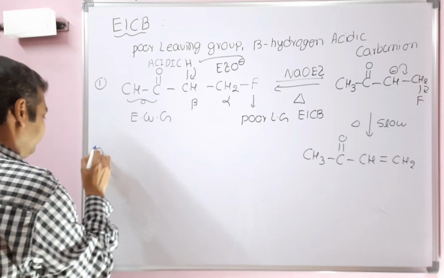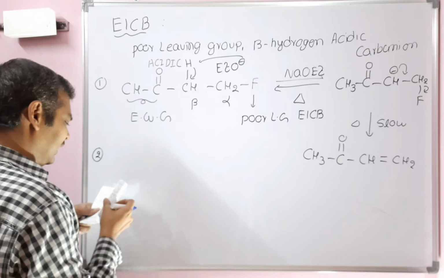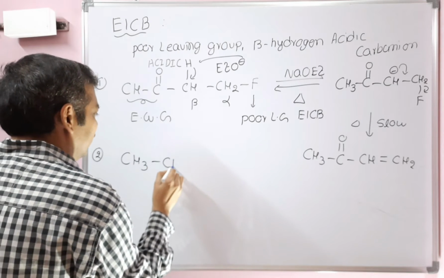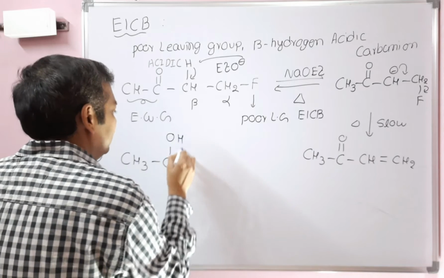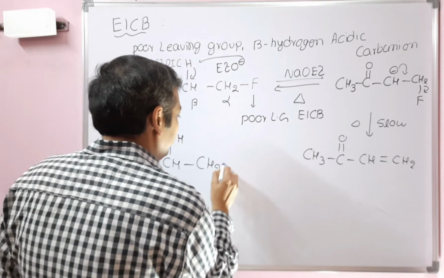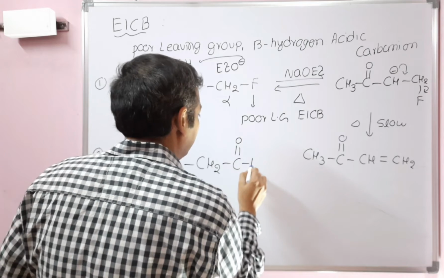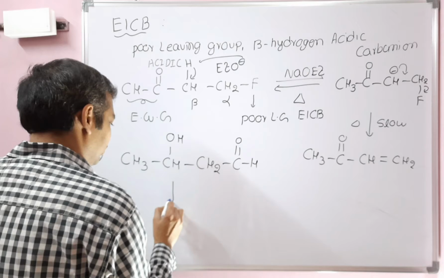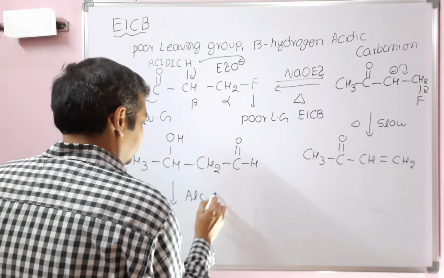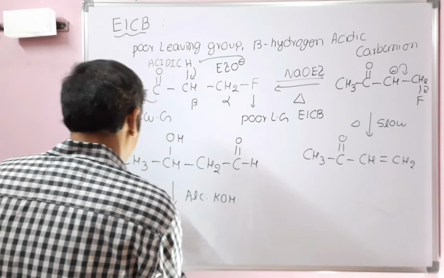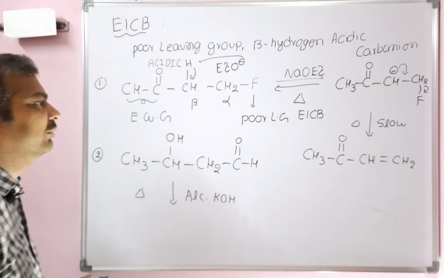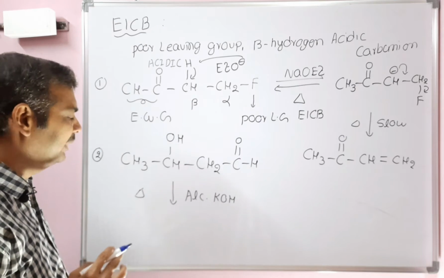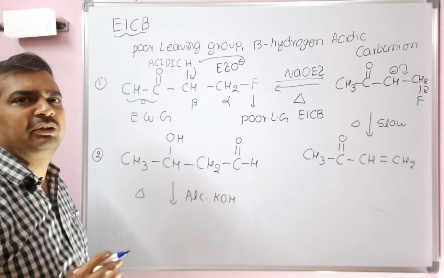Second example: 3-hydroxy-butanal reacts with alcoholic KOH or alcoholic NaOH at high temperature. First look at the reaction: a strong base. There is a competition between E2 and E1CB, so first check whether it will undergo E1CB or not.